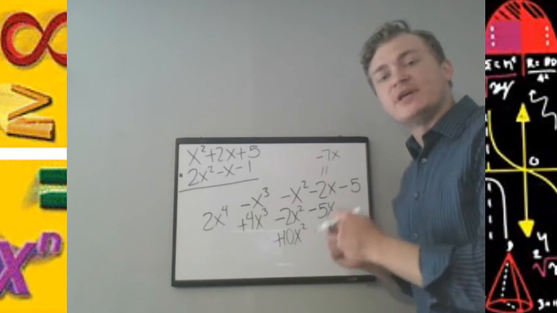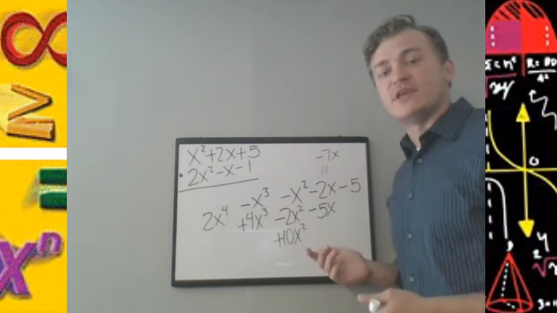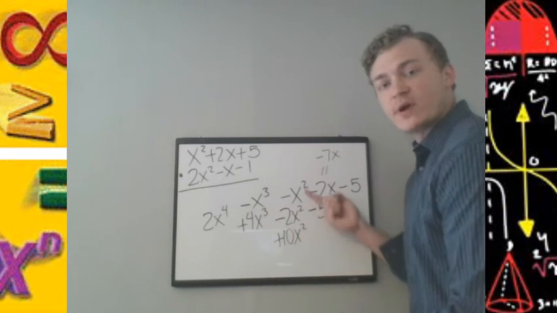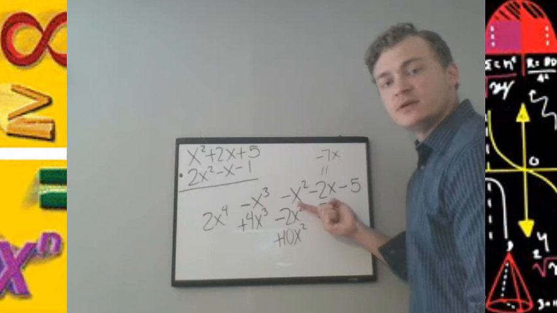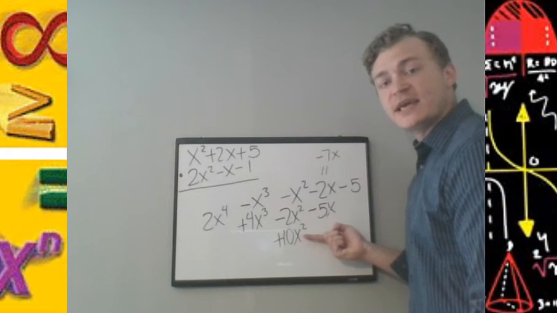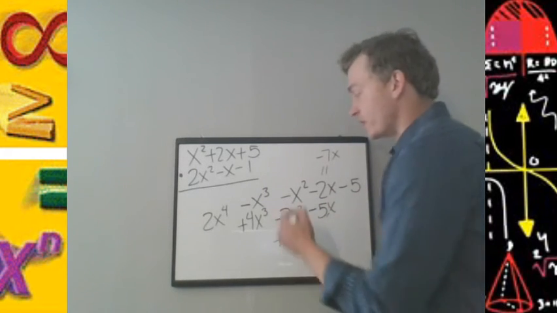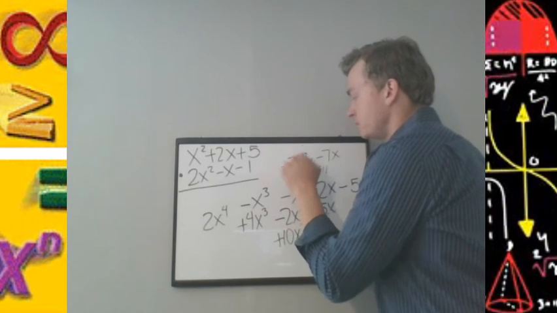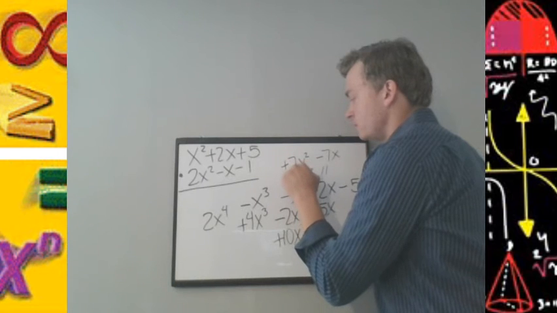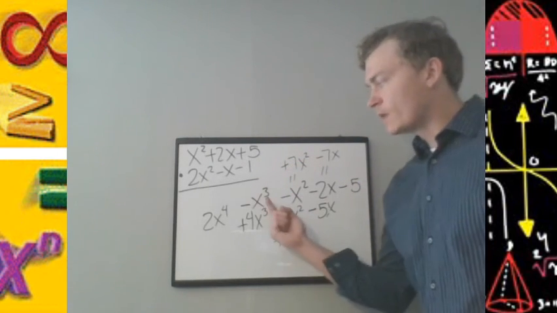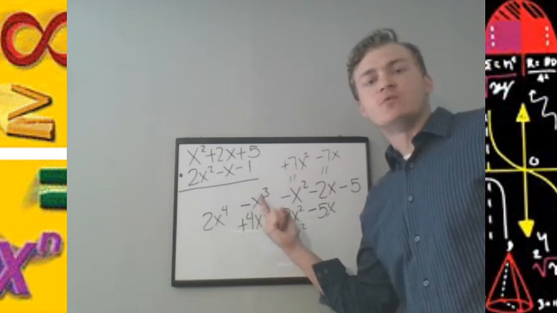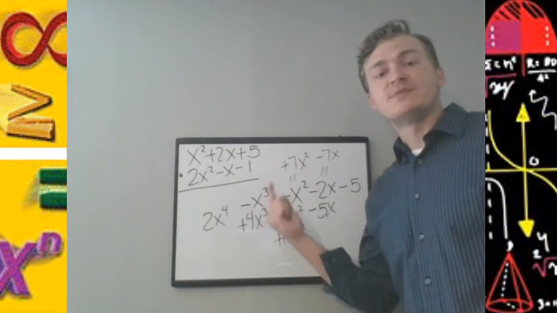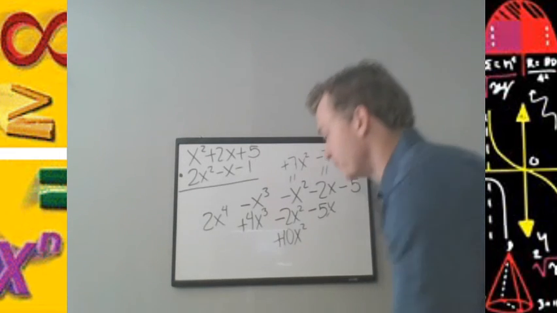How do we know that? Because 10 minus 3 is positive 7. So when you combine these negatives here, there are negative 3x squareds. Negative 3x squareds combined with positive 10x squared is positive 7x squared. How many x cubes do we have? Minus 1 plus 4, or 4 minus 1, that's plus 3x cubed.